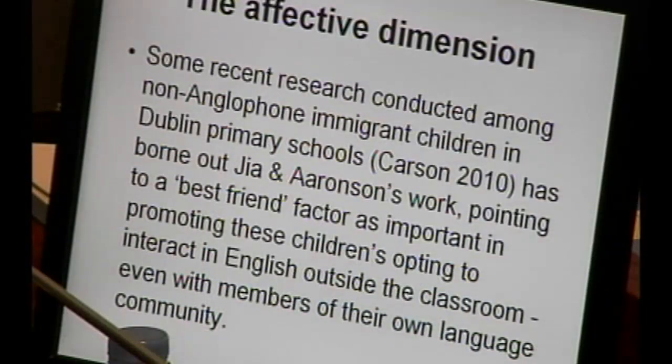Some recent research conducted among non-Anglophone immigrant children in Dublin primary schools has also borne out John Harrison's work. It pointed to a best friend factor as important in promoting these children's opting to interact in English outside the classroom, even with members of their own language community. This is Carson and Extra on this study.